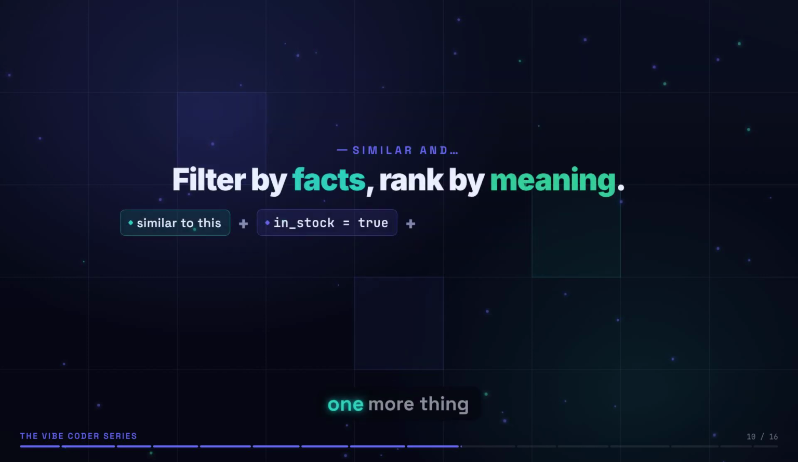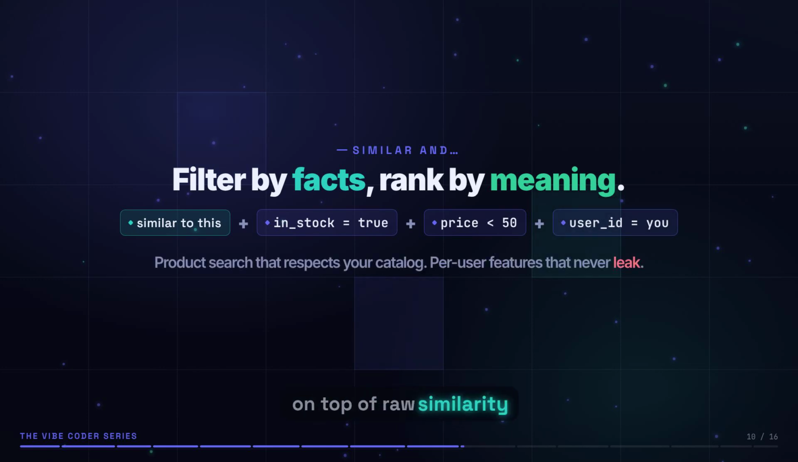Real apps need one more thing on top of raw similarity, and it's easy to overlook. Pure nearest neighbor search will happily hand you the single most similar item that happens to be out of stock, or from the wrong user, or written 3 years ago. So every serious vector database lets you attach plain metadata to each vector: a price, a category, an owner, a date, and filter on it during the search itself.